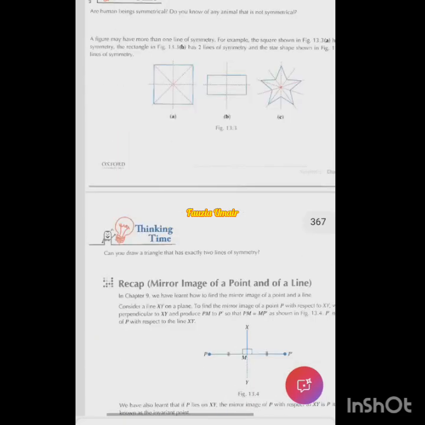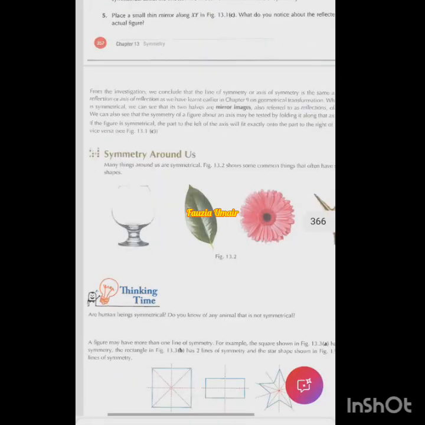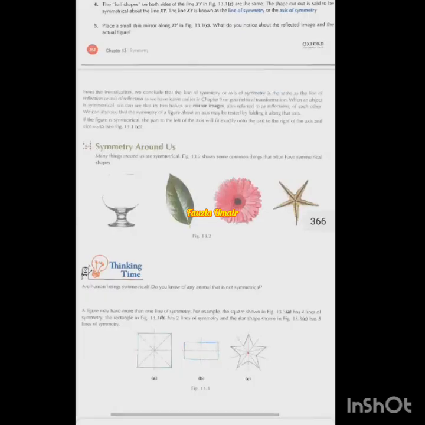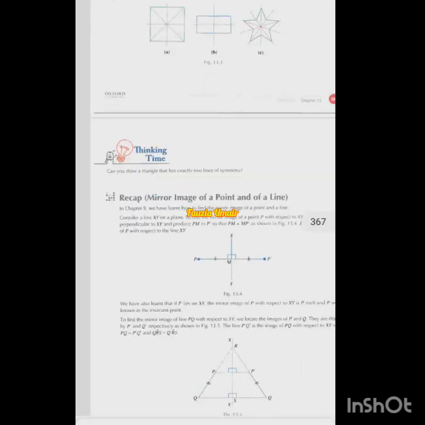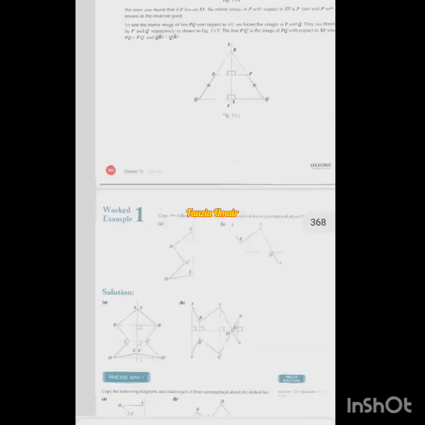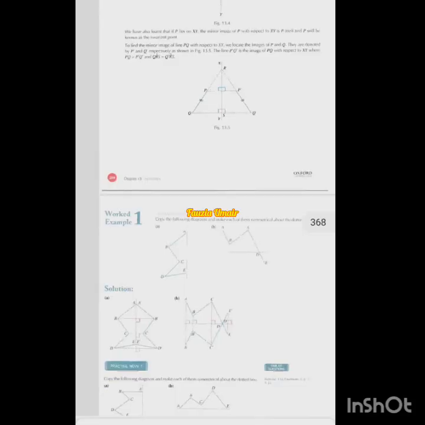If there is what? No, ma'am. So like, we will divide. Like if we have a square, you'll divide 360 by 4 and you will get 90 degrees. So each time we have to rotate it 90 degrees.